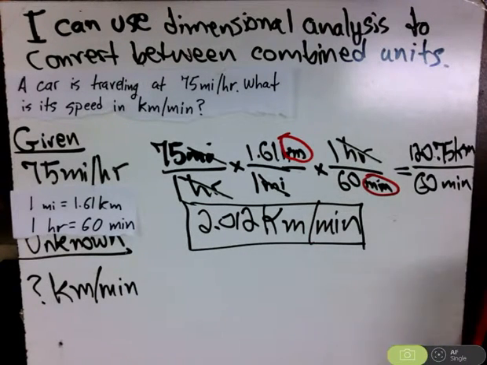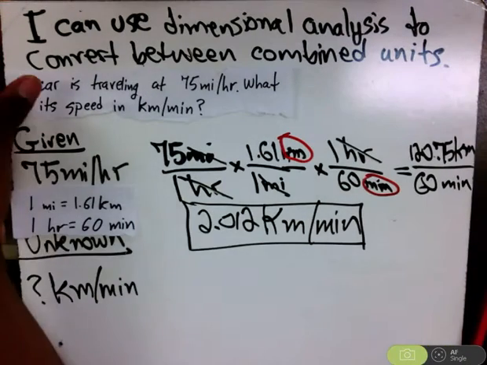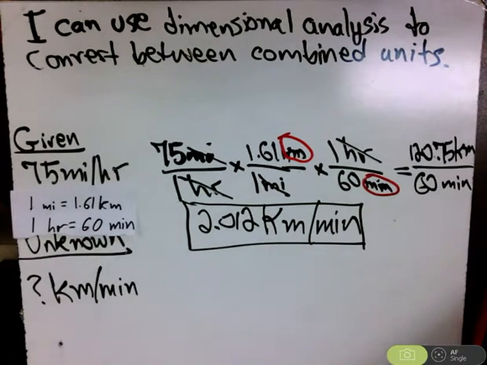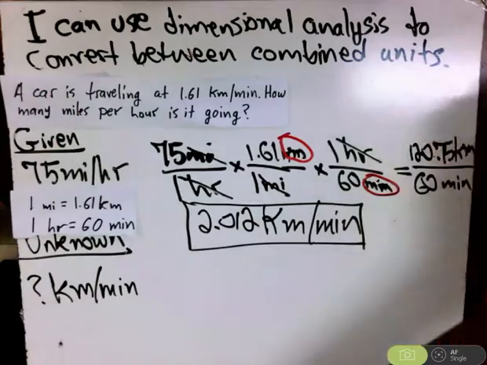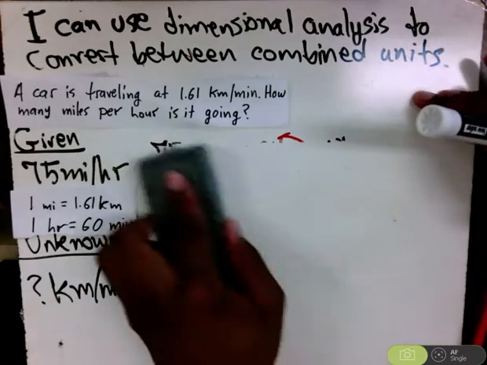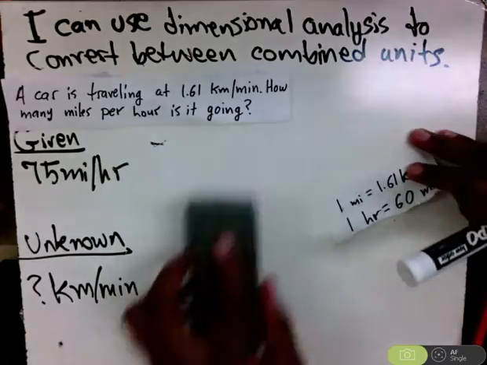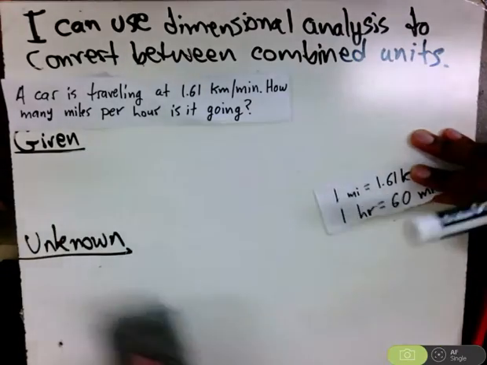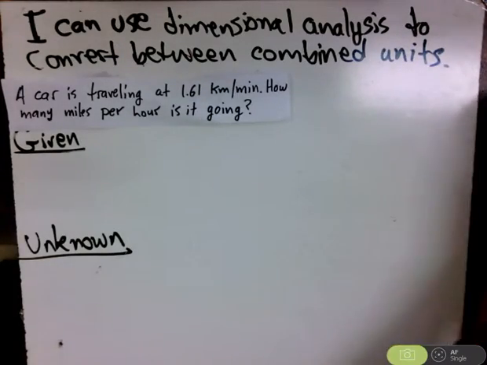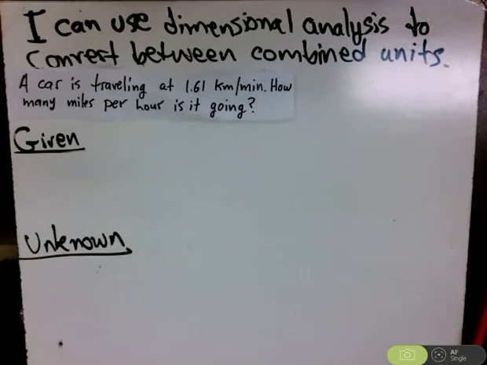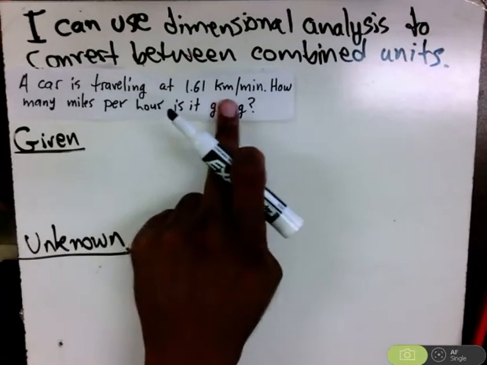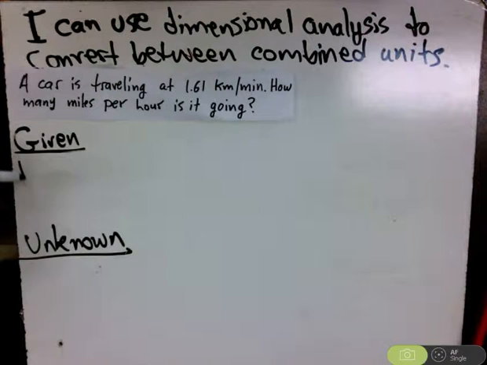My next example, we are going to go from kilometers per minute back to miles per hour. So my next problem is going to look similar, but just going backwards. A car is traveling at 1.61 kilometers per minute. How many miles per hour is it going? So, given, we know 1.61 kilometers per minute. We write that down.